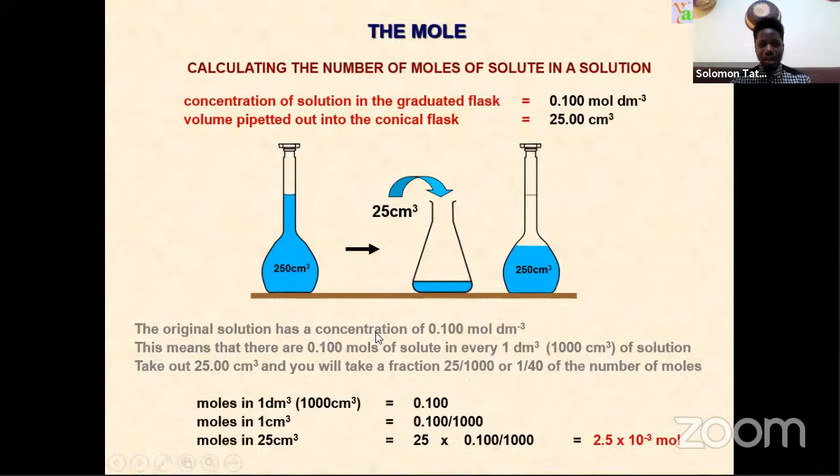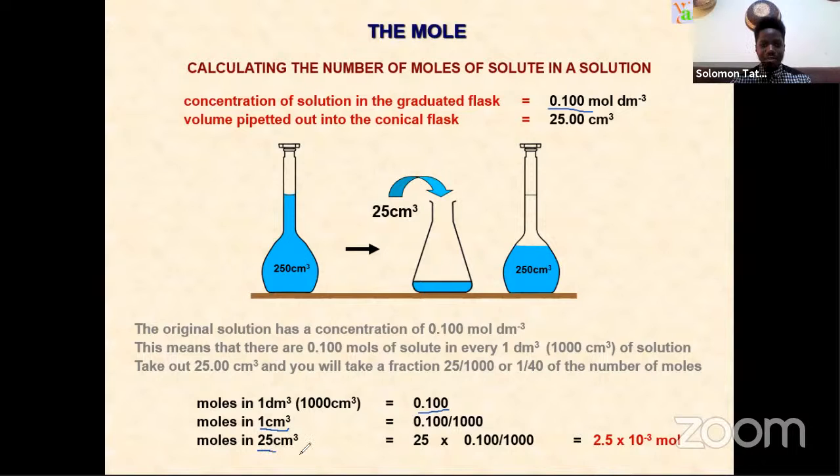So the original solution has a concentration, like you see here, we've been given the concentration as 0.1 molar or moles per decimeters cubed. That's the original concentration. Moles in 1 centimeters cubed would be the concentration divided by 1000, because we are looking in centimeters cubed. So the 1000 helps us here. Sorry, it is divided by 1000 because you're converting to decimeters cubed.